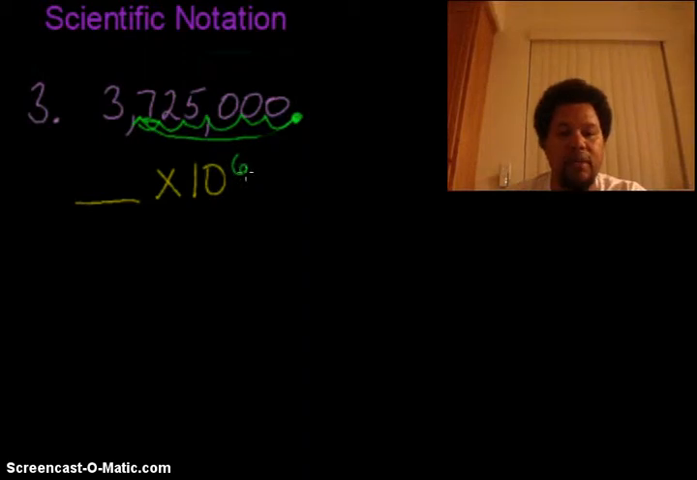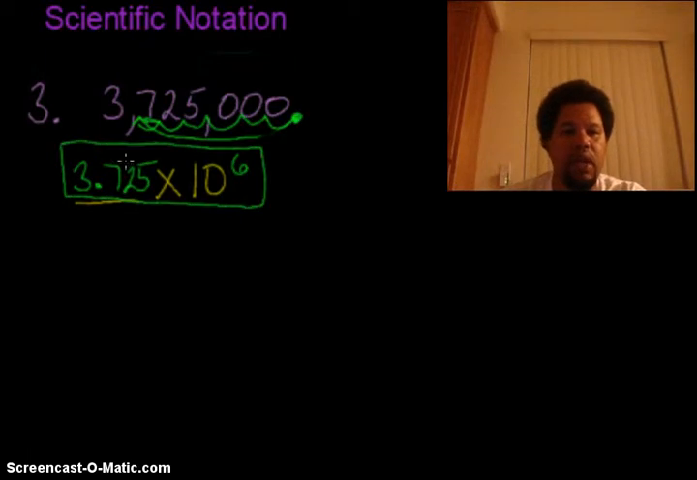And why is it a positive 6? Well, the standard form number was a big number, so therefore my exponent is going to be positive. The new number that is created from moving the decimal from the right all the way over here between the 3 and the 7 is 3.725. Again, a number that's between 1 and 10. So this is the number in scientific notation.